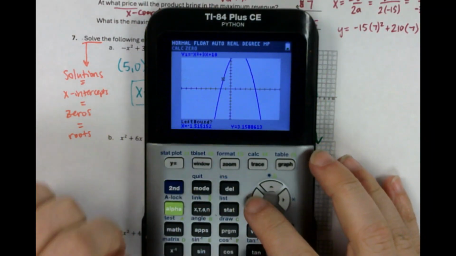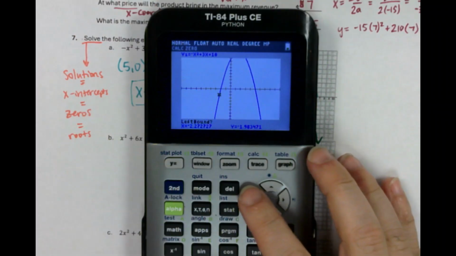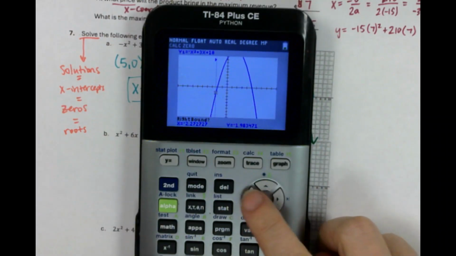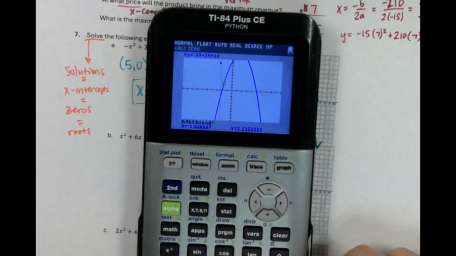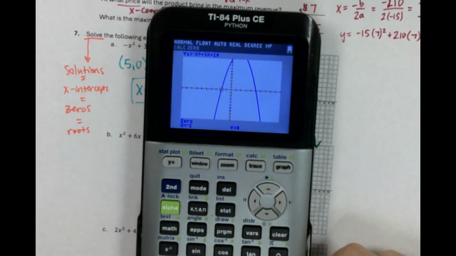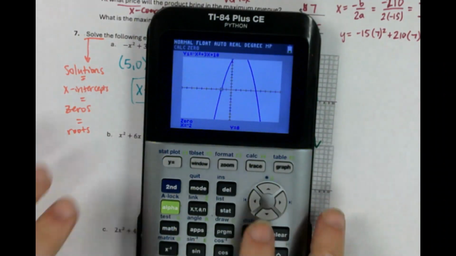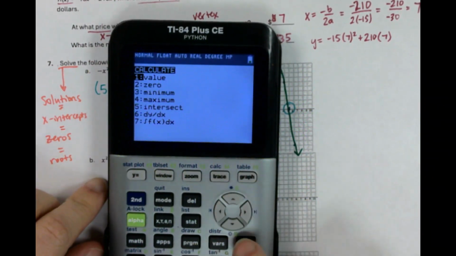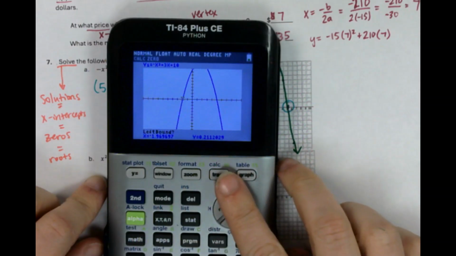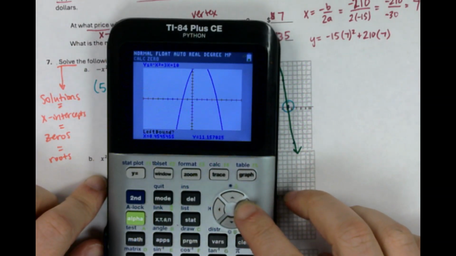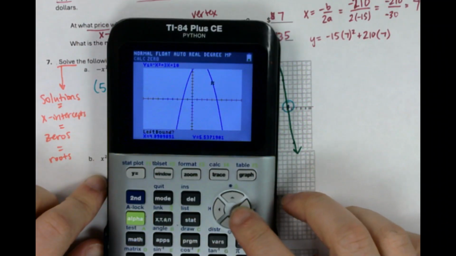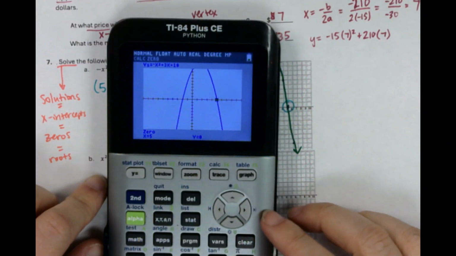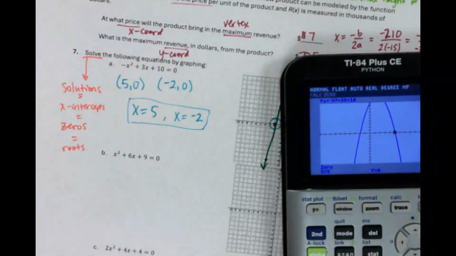So when it says left bound, I need something on the left of this x-intercept. So here's my cursor at the left, enter. I'm going to use the side-to-side arrows. Now I need something on the right, enter. The guess doesn't matter. -2, 0. So just like the -2 that I already had. I can do it again, second calc, zero. And now I want to be on the left of my other x-intercept. So left, right, the guess doesn't matter. 5, 0, right here.